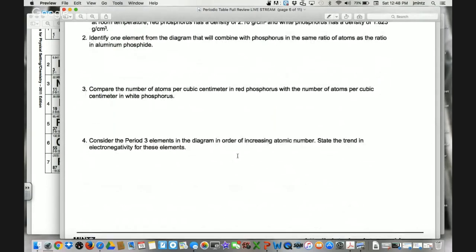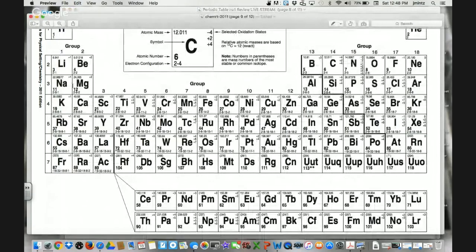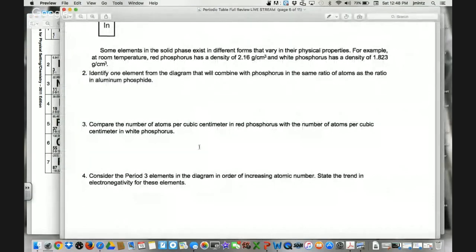And 4, consider the period 3 elements in the diagram in order of increasing atomic number. State the trend in electronegativity. So period 3 means going across the row, increasing atomic number. What happens to the trend? So what you can do is you could just take period 3. You could pick sodium, pick chlorine, see what happens, but the electronegativity is going to increase.